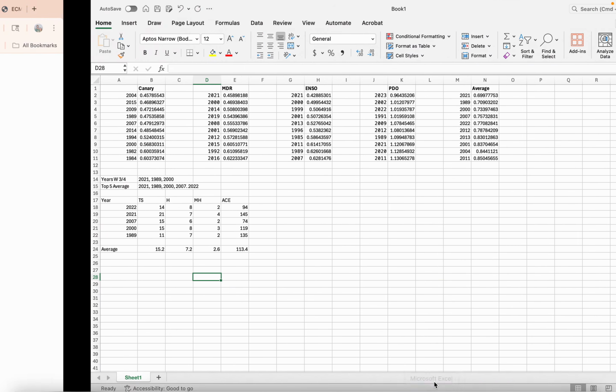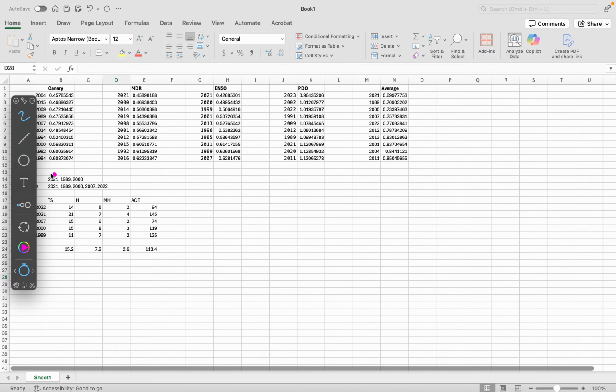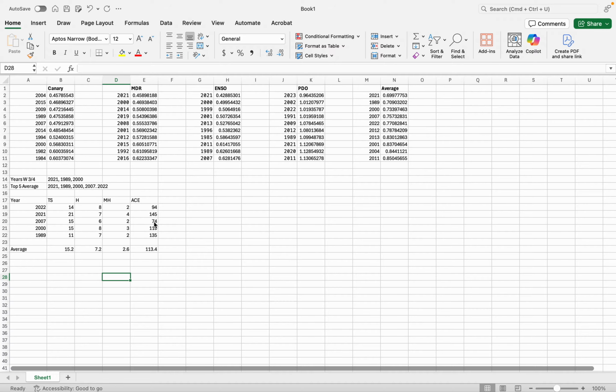So if we go back and look at what they produced activity-wise, whoops, let's get rid of that. You can see that basically the average was about 113 ACE. It's accumulated cyclone energy, a measure of total activity, average of 15 named storms, 7 hurricanes, and about 2 to 3 major hurricanes. But there was some variability.